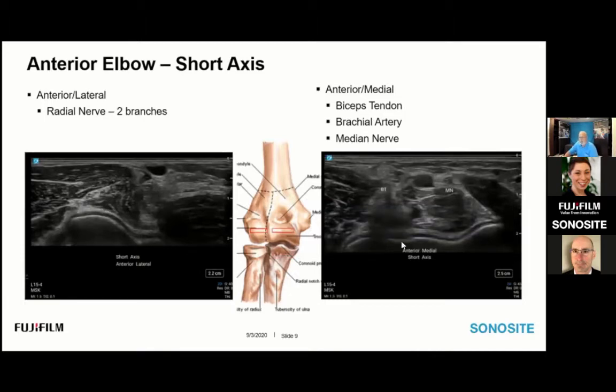On the anterior medial side, over the humeral trochlea, we want to identify the brachial artery. Immediately lateral to the brachial artery is the most superficial portion of the biceps tendon. Medial to the brachial artery and interposed in the hyperechoic fascial plane between the pronator muscle mass and the brachialis muscle, we will see the median nerve. Pronator muscle, brachialis, median nerve, brachial artery, and biceps tendon.